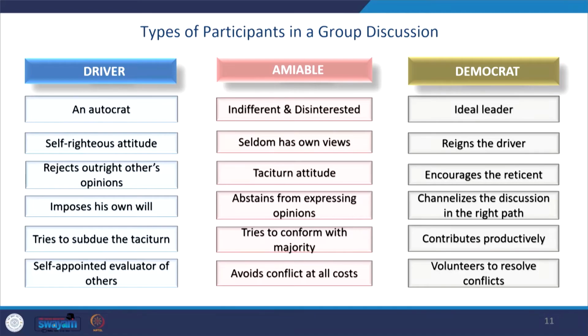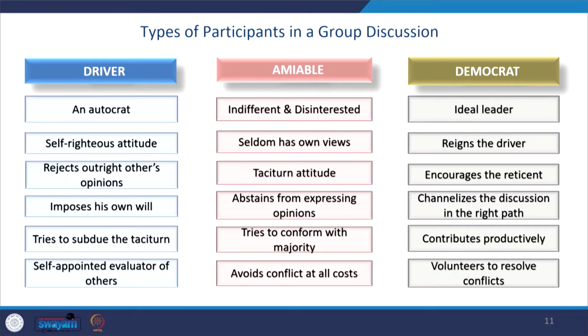Who is a driver? Driver is one who drives. Driver is one who initiates. Driver is one person who has got a self-righteous attitude, who believes that he is the only person who can outrightly reject others' views. He is the only person who can impose his own views. He will always try to snub those people who are not participating, I mean the inert speakers, the inert participants.